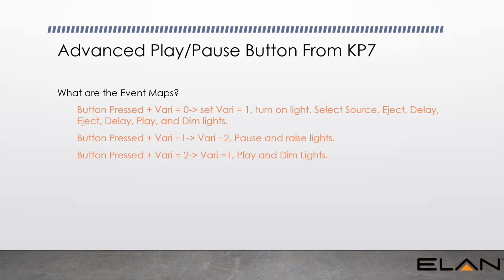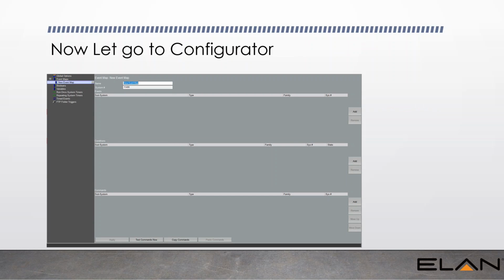We also need a fourth event map here. The last event map here is going to be when the source is unselected, the Blu-ray is unselected, set the variable to 0. Okay, so let's go see what this is going to look like.